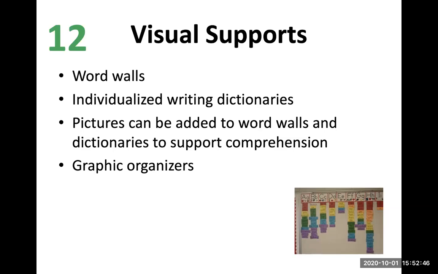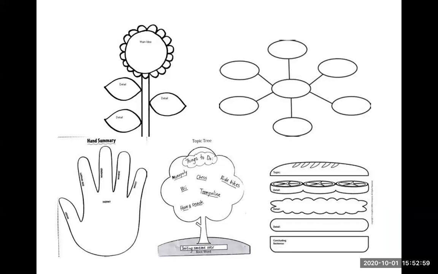We can use pictures, symbols added to text to help them make meaning of the words. And we also use graphic organizers to help our kids generate ideas and vocabulary. These are examples of graphic organizers. And if you Google graphic organizers, you'll come up with a ton of different ideas.